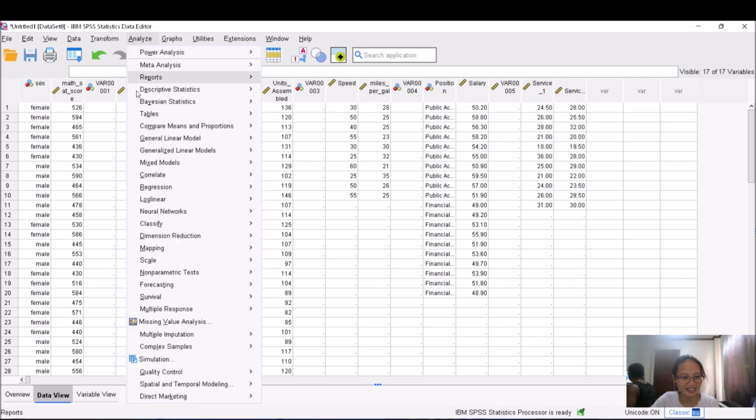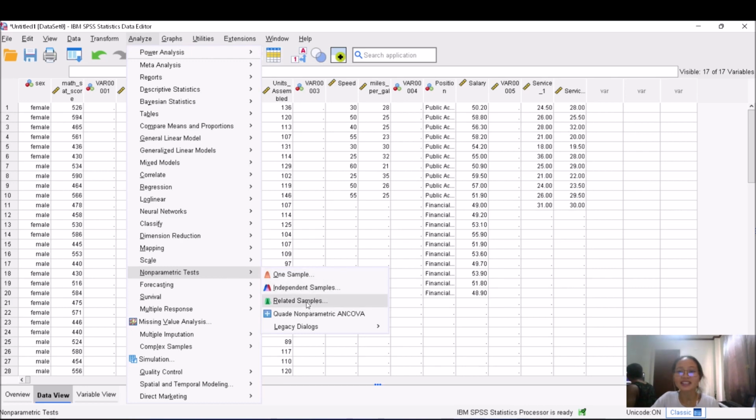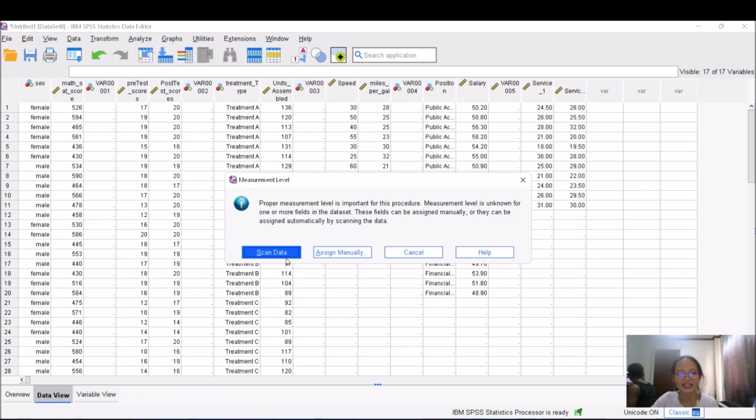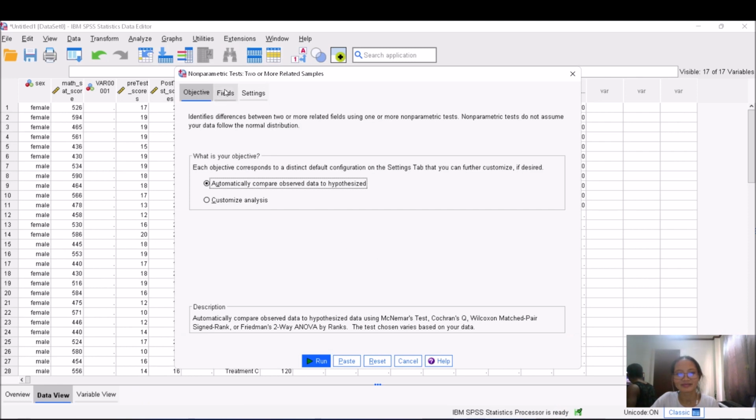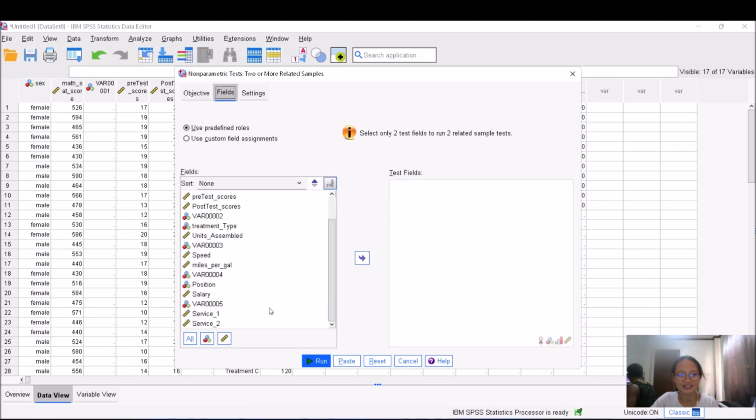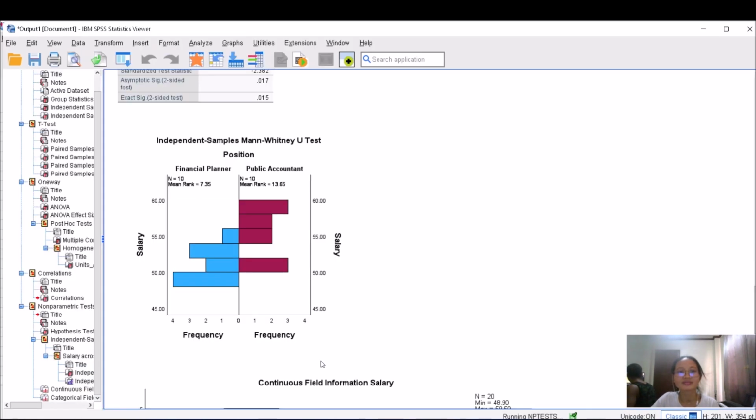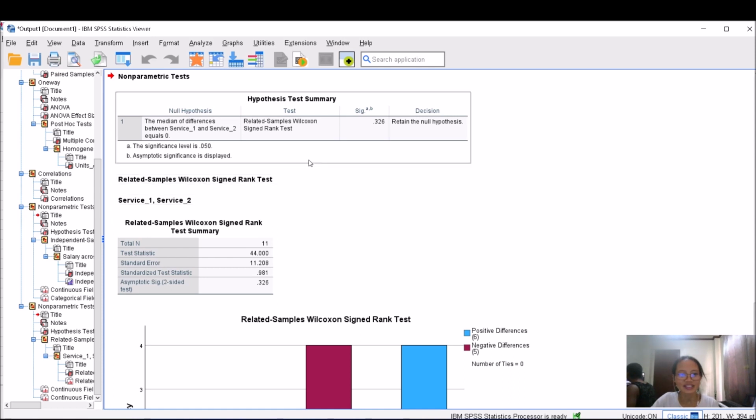Then analyze, and again, non-parametric test, related samples, customize analysis, and go to fields, and then test fields are service 1 and service 2. And then you just run. And so this is now the result. So retain the null hypothesis. The sig value is 0.326, which is greater than 0.05.